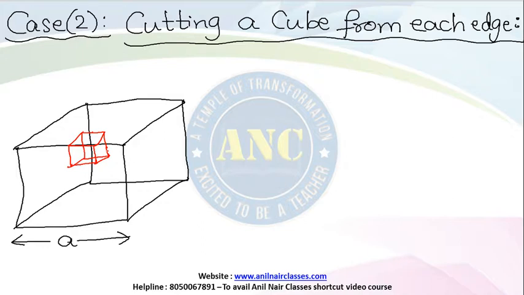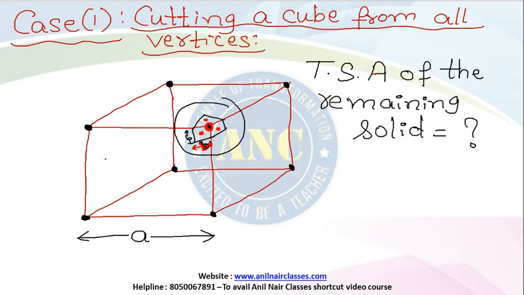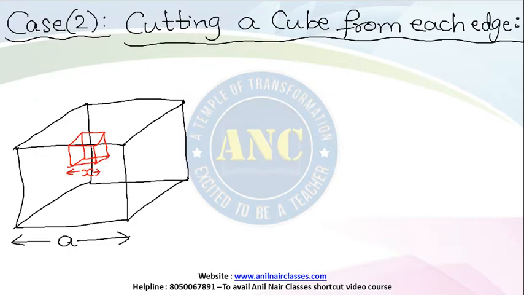I have drawn a small cube. Let us take the side of the smaller cube as x units in this case. In the previous case what did we take, sir? In the previous case we took it as b. Now I am taking it as x for the smaller cube. That's the only difference, sir. Now from each edge we shall remove a small cube of side x.